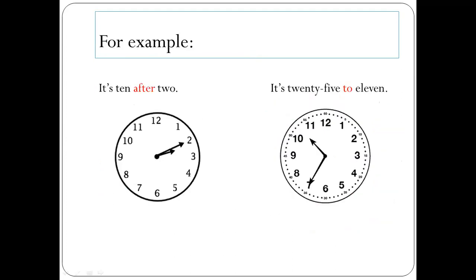Okay? For example, it's 10 after 2. Son 10 minutos pasadas las 2. And then we have it's 25 to 11. ¿Cuánto nos queda para llegar a las 11? En este caso, 5, 10, 15, 20, 25. It's 25 to 11.